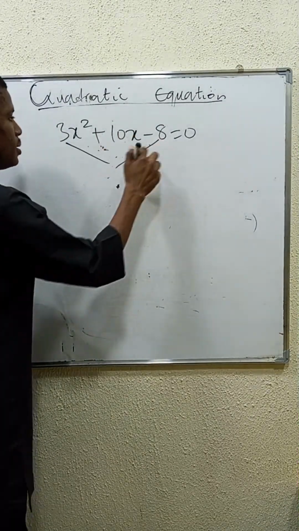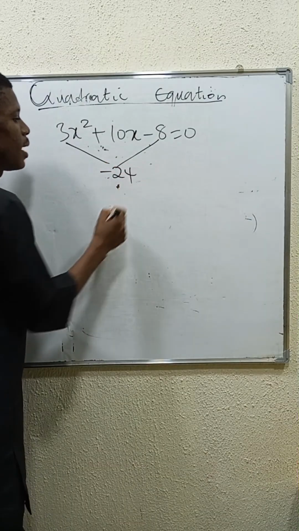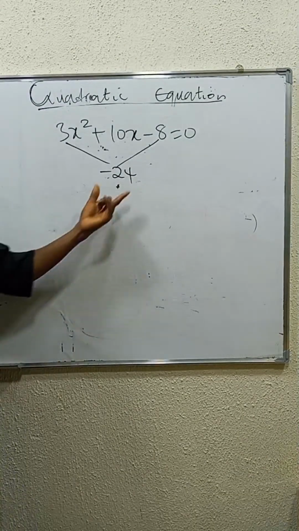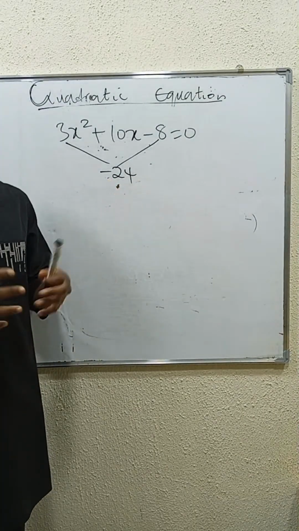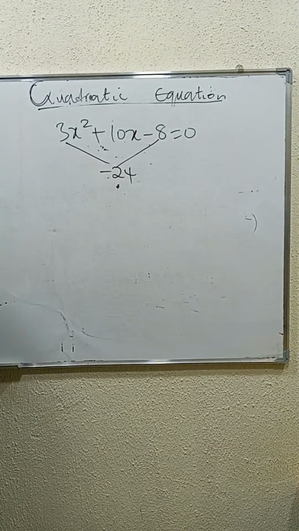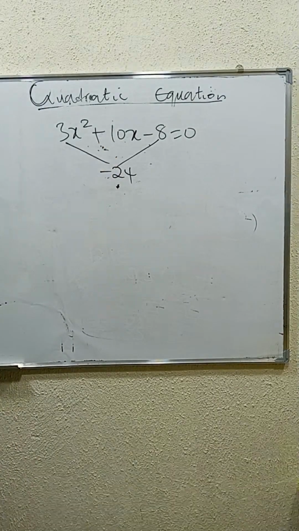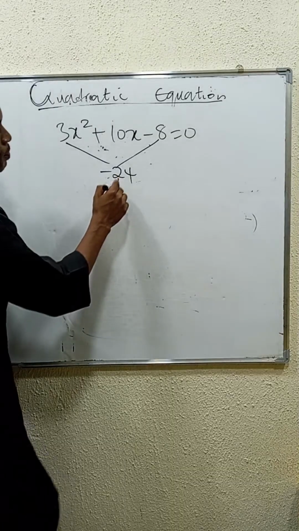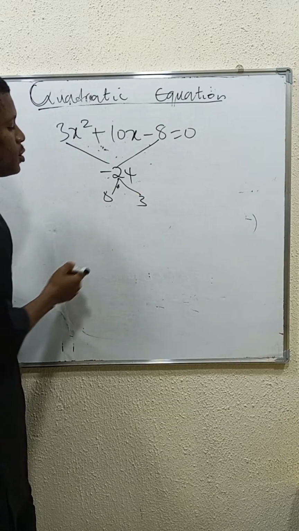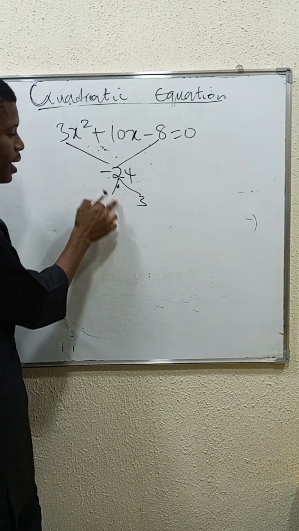3 times 8 is minus 24, right? So you are going to think of two numbers that when you multiply, you get negative 24, but if you add them together, you get 10. So what are the two factors that will give you that? When you multiply 8 by 3, 8 times 3 is 24, but the sum doesn't give 10.